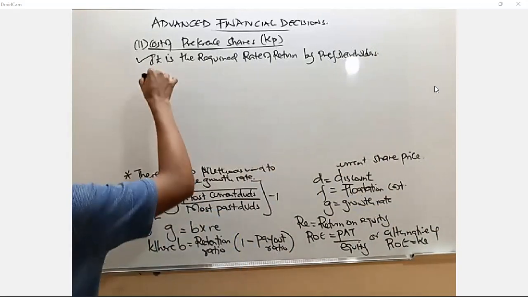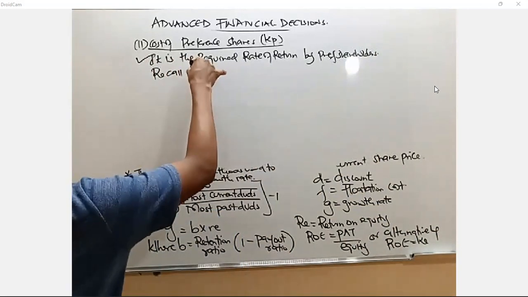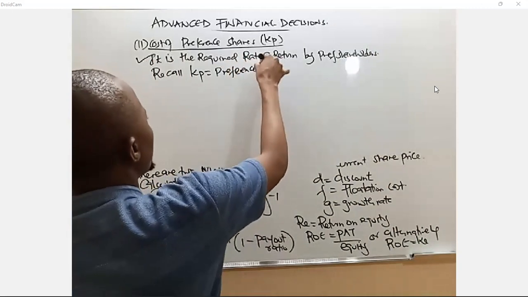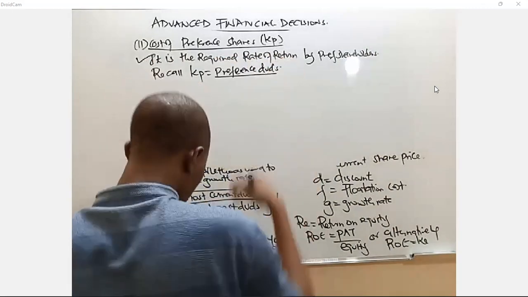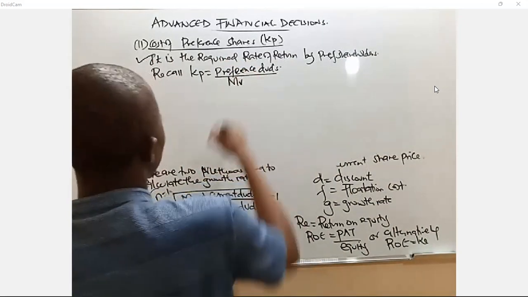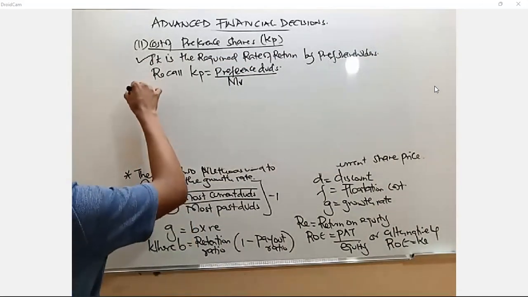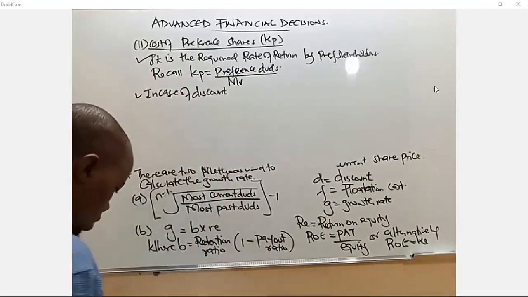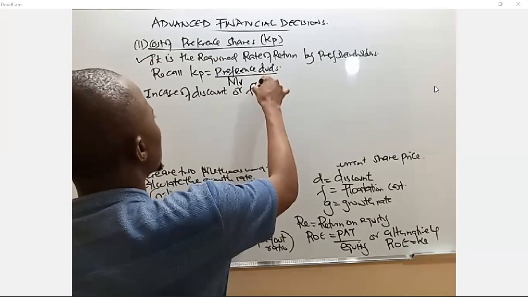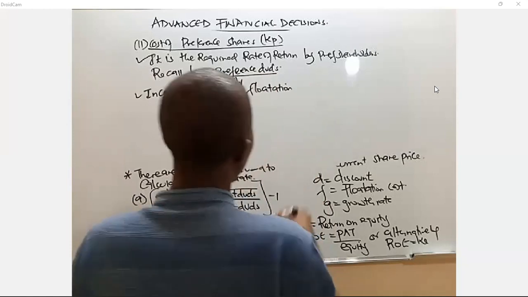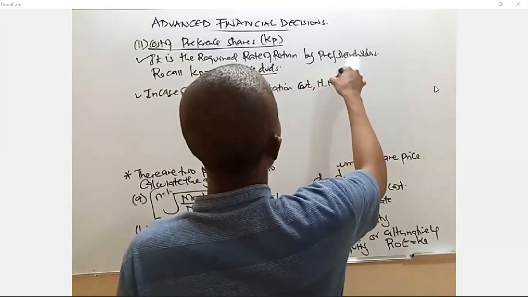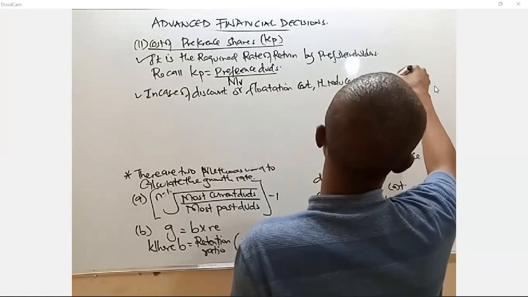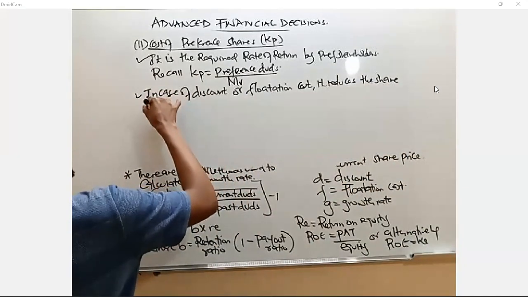You can recall when we were calculating KP. We used to take the preference dividends, knowledge we covered under section 3, and divide by the market value. In case of discounts or flotation costs, it reduces the share price.